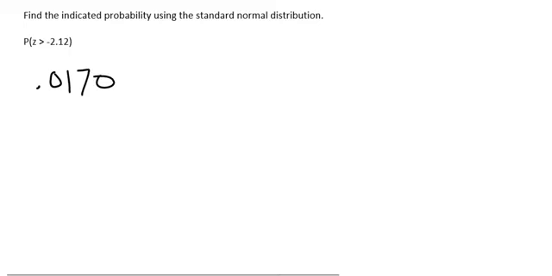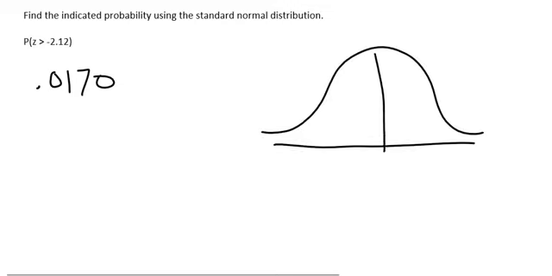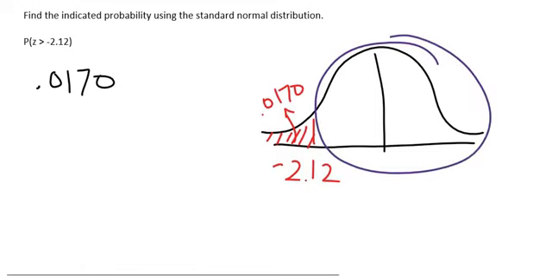So let's go back to our normal curve. One thing we want to remember is that the value that we get from the z table is always going to be the area to the left. The area under the curve that we just found is this right here. The question is, how do we find this area that's to the right? Because that's the probability that we're looking for.